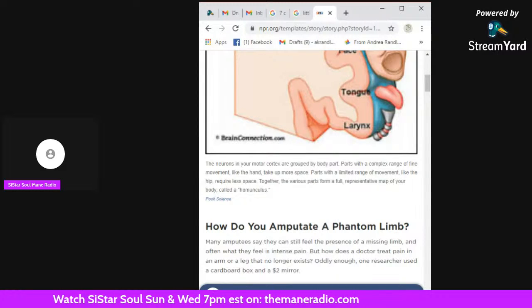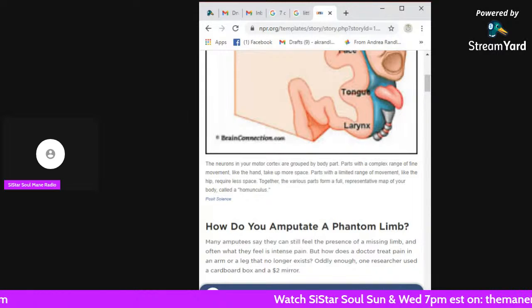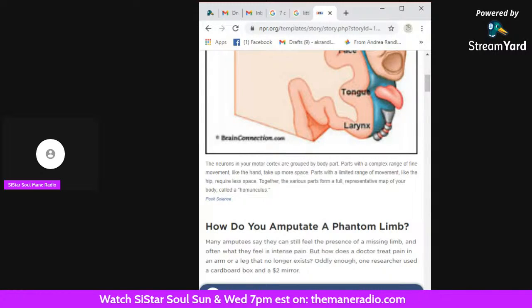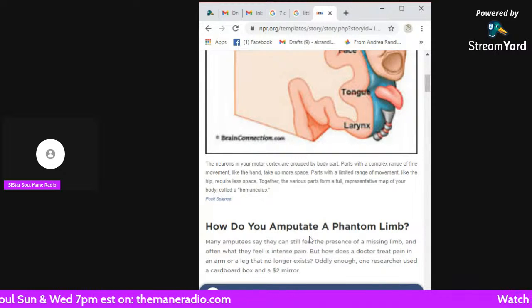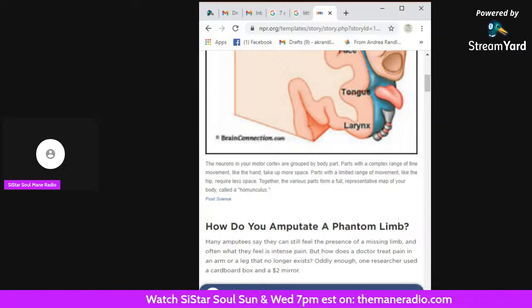Now, the neurons in your motor cortex are grouped by body parts. Parts with a complete range of movement, like the hand, take up more space. Parts with a limited range of movement, like the hip, require less space. Together, the various parts form a full representative map of your body called the homunculus. This is what we're going over today.